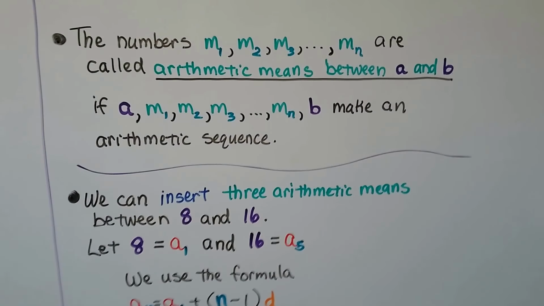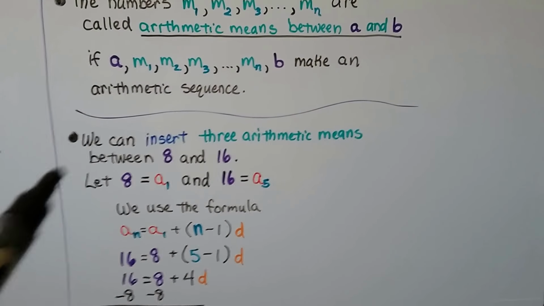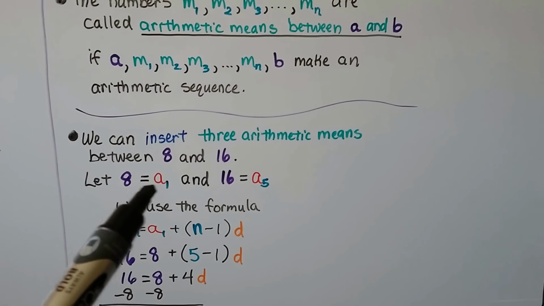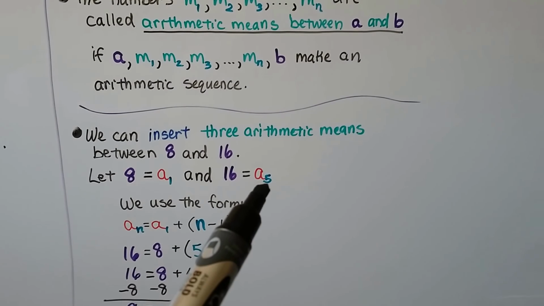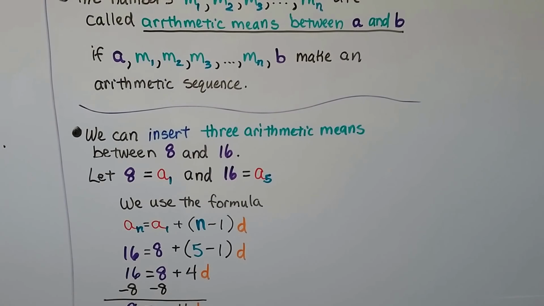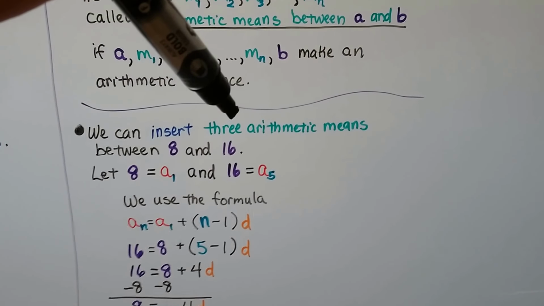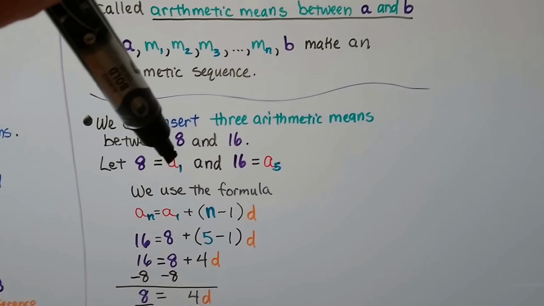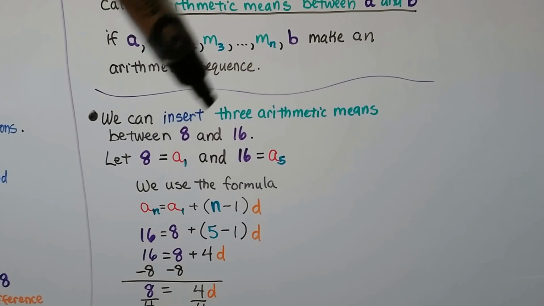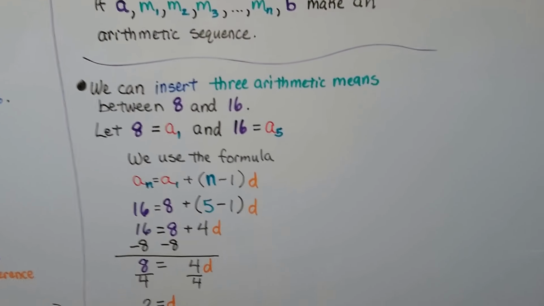And we can insert 3 arithmetic means between 8 and 16. So if we let a equal a sub 1, that's our first term in our sequence, and 16 is going to be a sub 5, okay? How do I know that it's a sub 5? Well, if we're inserting 3 numbers in between them, and that's the first one, then we've got second, third, fourth. That would make that one the 5th one, see?